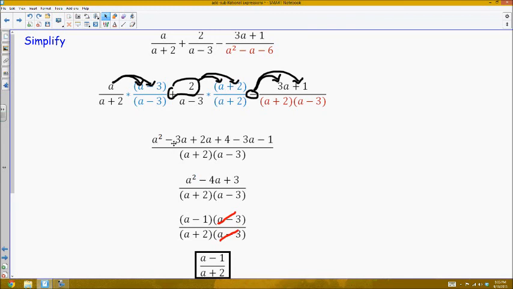And then I rewrote my fraction over that common denominator after having done that distribution, combined my like terms, factored, and simplified.